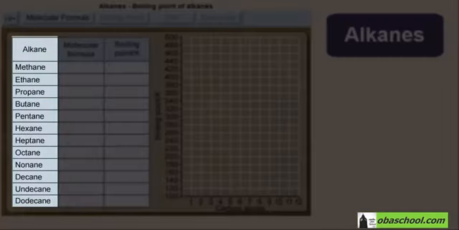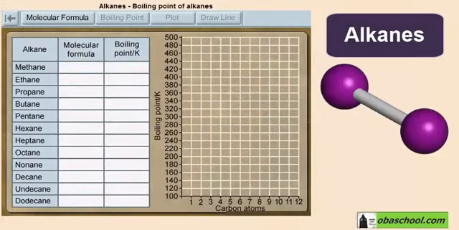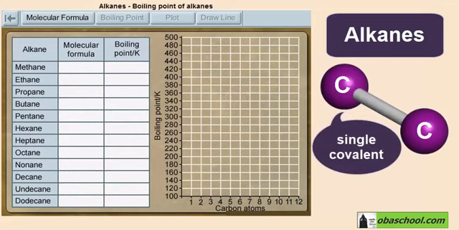Here we have the names of the first 12 alkanes: methane, ethane, propane, butane, pentane, hexane, heptane, octane, nonane, decane, undecane, dodecane. All bonds between carbon atoms are single covalent bonds in alkanes.